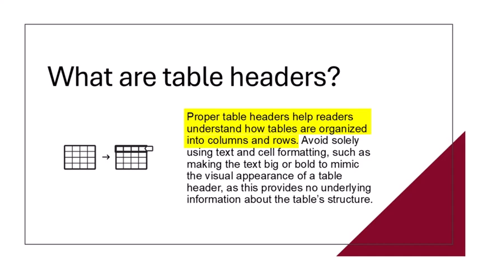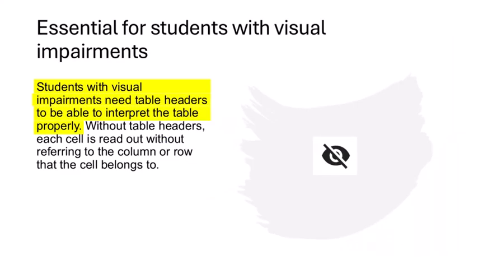Proper table headers help readers understand how tables are organized into columns and rows. Avoid solely using text and cell formatting, such as making the text big or bold to mimic the visual appearance of a table header, as this provides no underlying information about the table's structure. Students with visual impairments need table headers to interpret the table correctly. Without table headers, each cell is read out without referring to the column or row that the cell belongs to.